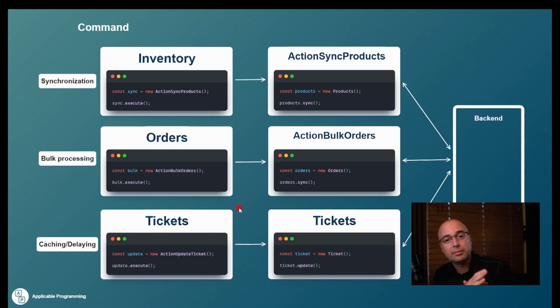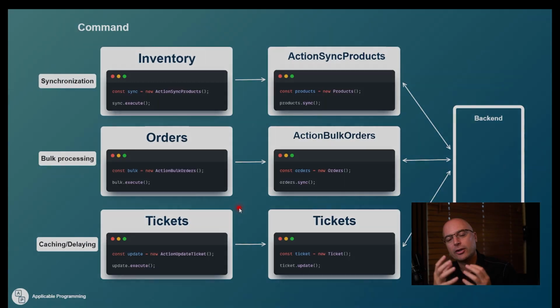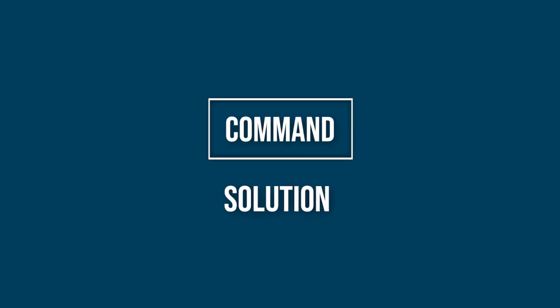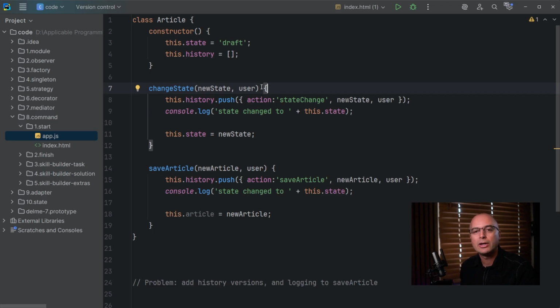All that is possible by separating actions into a separate entity and not being mixed with other state components and objects. Let's see how we can use the command pattern to solve our problem from before, where we are supposed to add history into the save article method and other methods, and even maybe change the state here without actually writing this code inside any of these methods here.